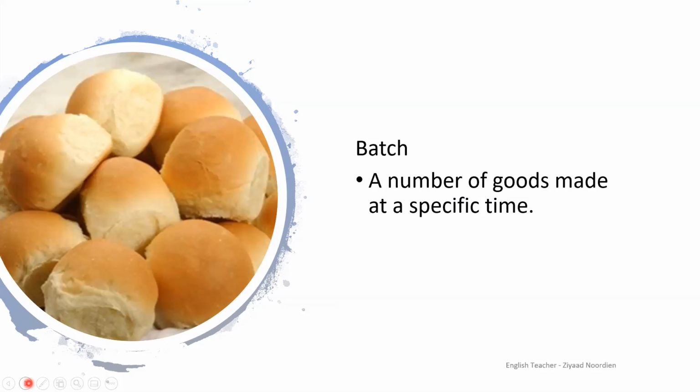On the left hand side, I've got a little picture of some bread rolls. So that's a batch of bread rolls made at a specific time. So a batch refers to a number. And if I were to use that in a sentence, Monkey Cookies makes several batches of their favorite cookies every single day to sell to their customers. And I know some of us love Monkey Cookies.